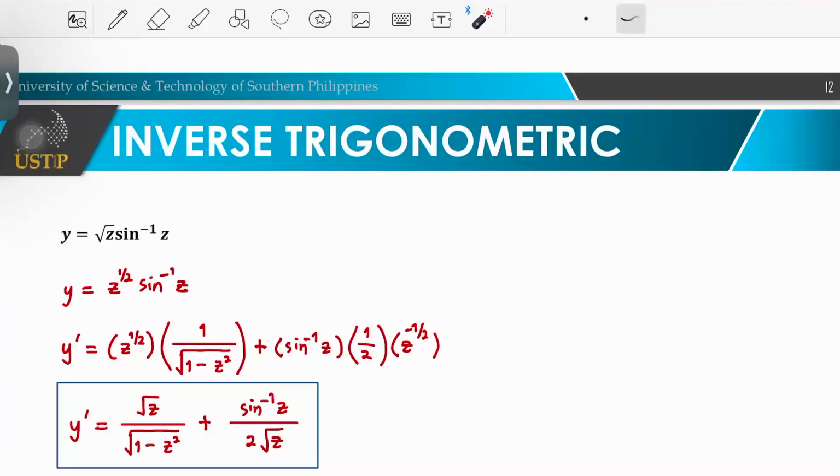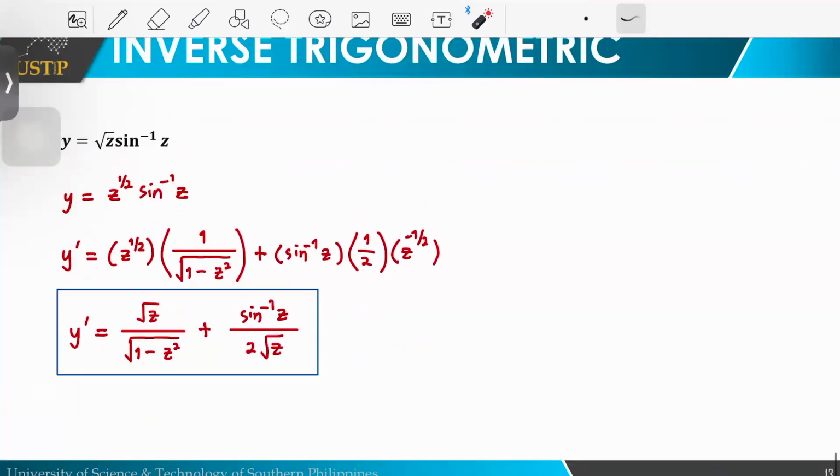And then finally, we have square root of z, inverse sine of z. Okay. So consider man nga duha ka equation. So again, ato lang ning express into exponential, that would be z to the 1/2. So copy z to the 1/2 and then get the derivative of arc sine or inverse sine. So you will have 1 over square root of 1 minus z squared plus copy, and then get the derivative of z to the 1/2. Okay. And then simplifying, you'll get this expression.